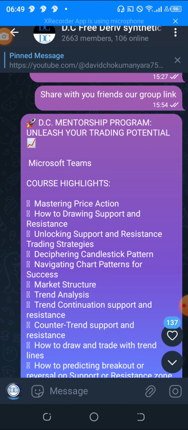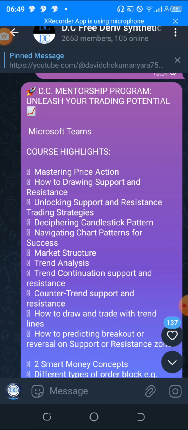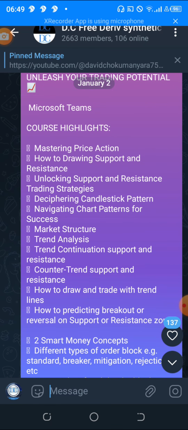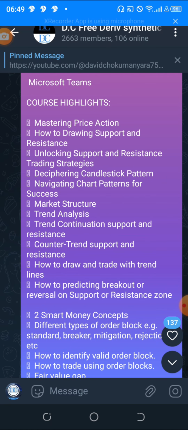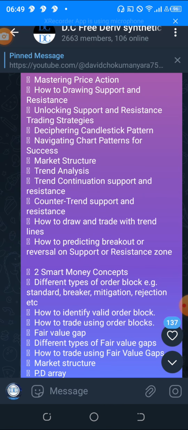We will look at how we can draw support and resistance, and unlock support and resistance trading strategies. We also look at candlestick patterns and chart patterns. Then we also have market structure, where we'll be looking at trend analysis, trend confirmation, support and resistance, counter trade support and resistance, how to draw and trade with trend lines, and how to predict breakouts and reversals on support and resistance. We'll also look at some trend line, breakout and fake out strategies, how we can trade fake outs and how we can trade breakouts.